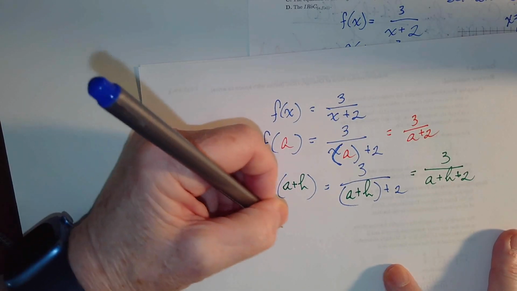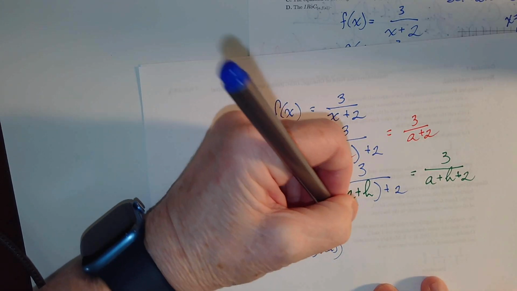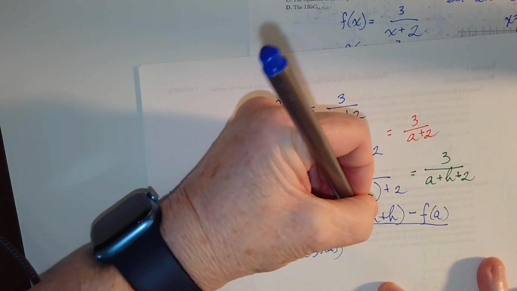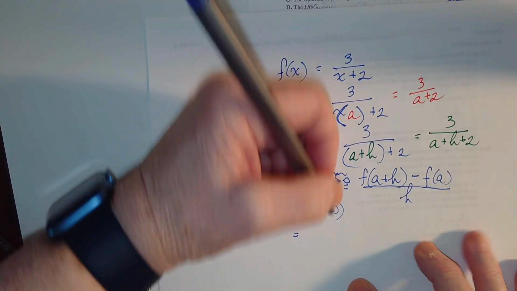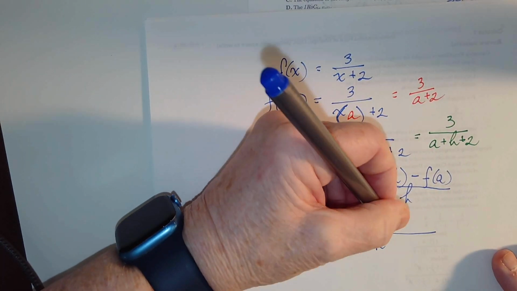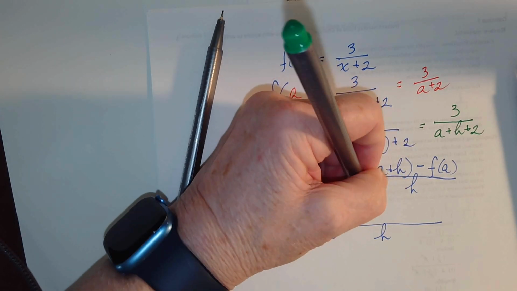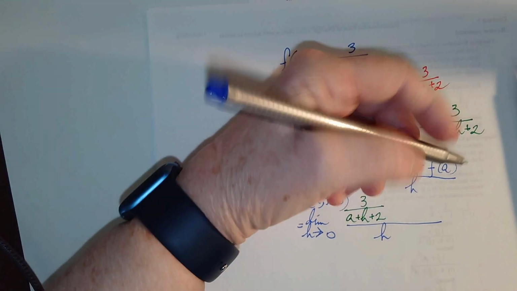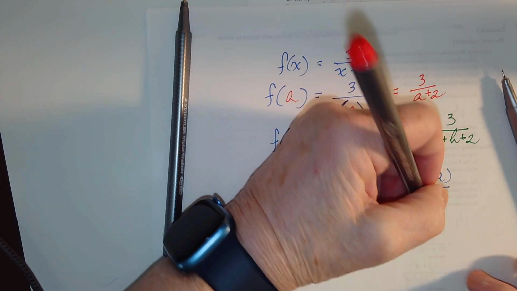The instantaneous rate of change at the point A is the limit as h goes to 0 of f of a plus h minus f of a, all over h. So we have the limit as h goes to 0 of 3 over a plus h plus 2 minus f of a, which is 3 over a plus 2.